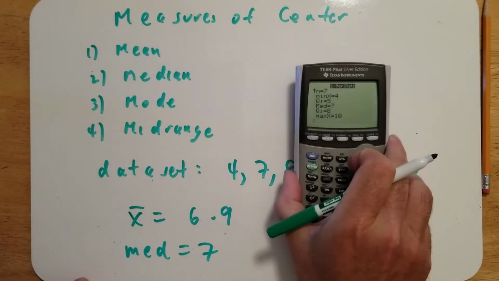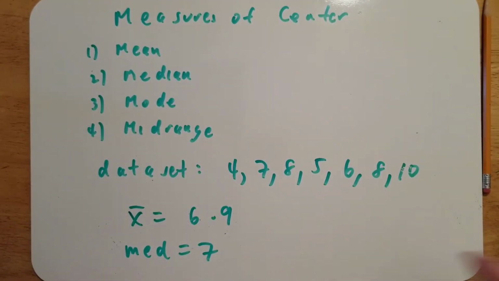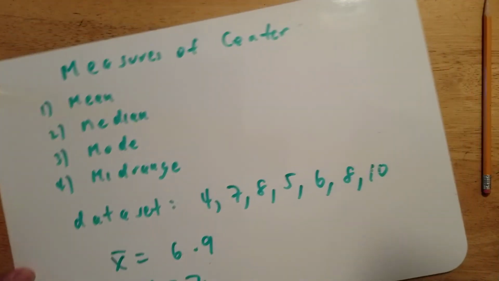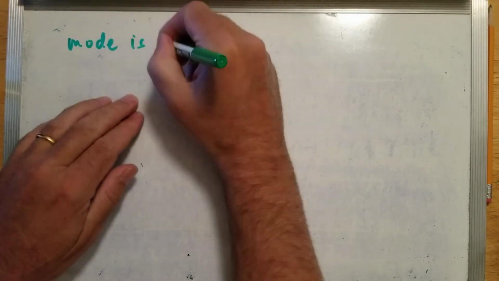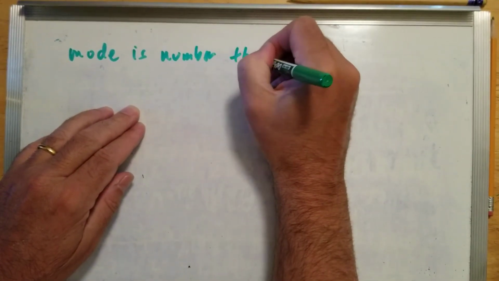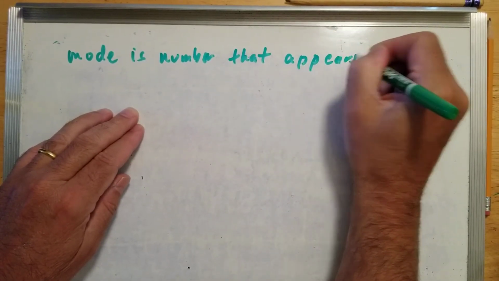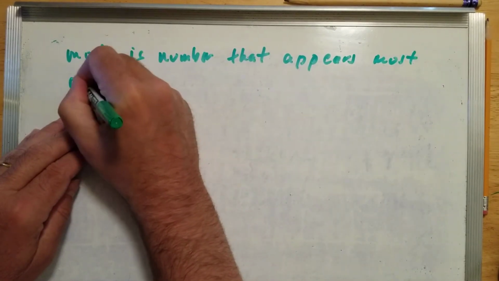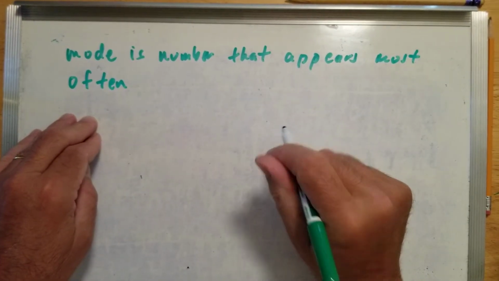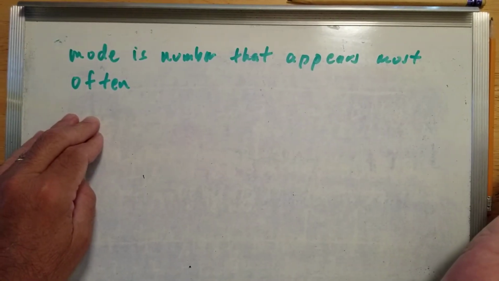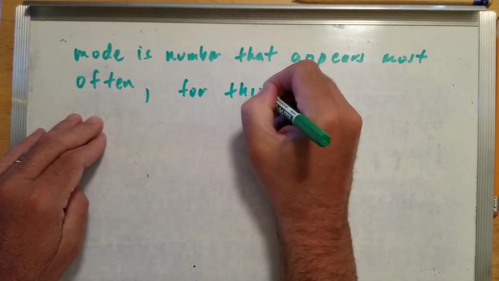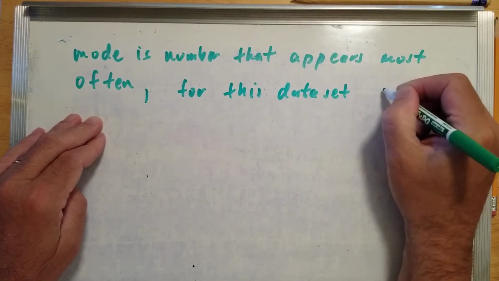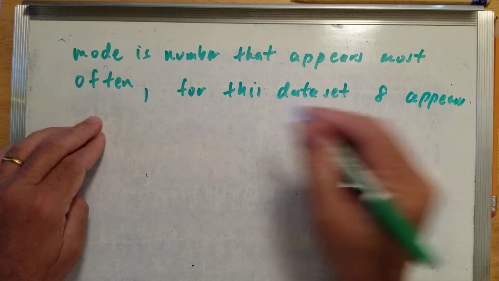Okay, now for the mode and mid-range, it's not given on the calculator, but it's relatively straightforward to compute. The mode is the number that appears most often. So if you look back at this data set, it was 4, 7, 8, 5, 6, 8, 10. I purposely put 2 8s on there and 1 of everything else. So 8 appears most often for this data set.